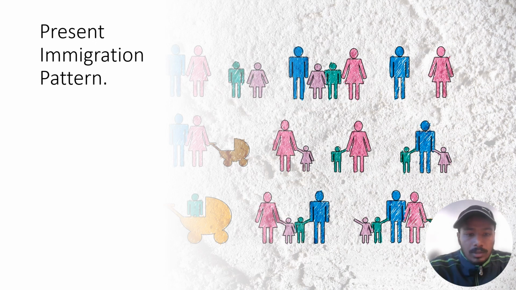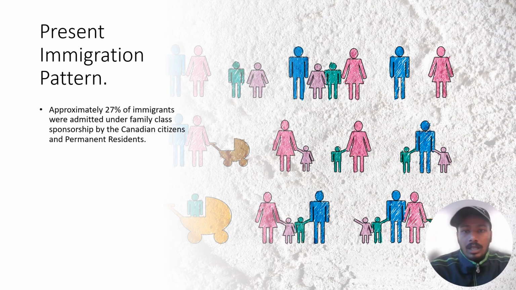I'm going to talk about the present immigration pattern in Canada. As per the statistics of Canada, around 27% of immigrants are under the family class. So, we can say this is family reunification. In addition to the family class sponsorship program, Canada places importance on reuniting families by allowing Canadian citizens and permanent residents to sponsor their immediate family members such as spouse, dependent child, or parents.